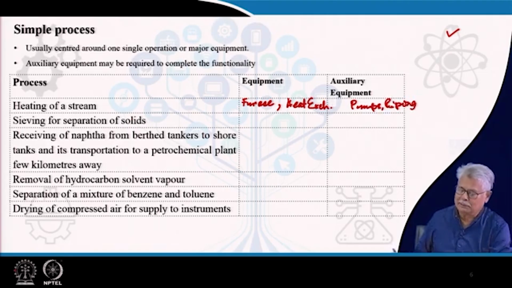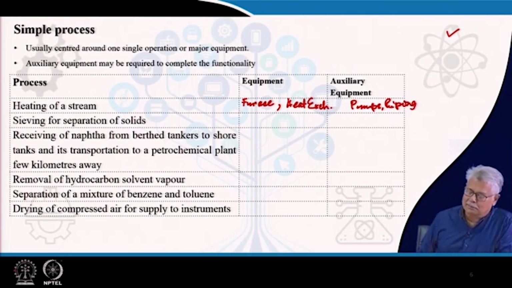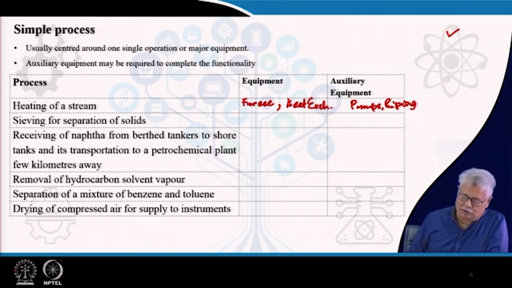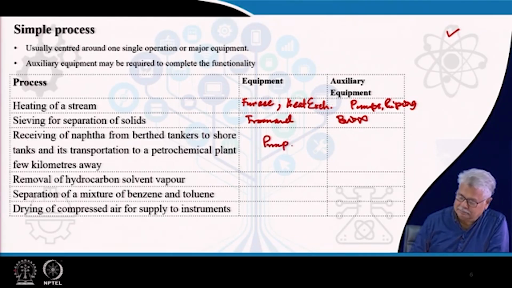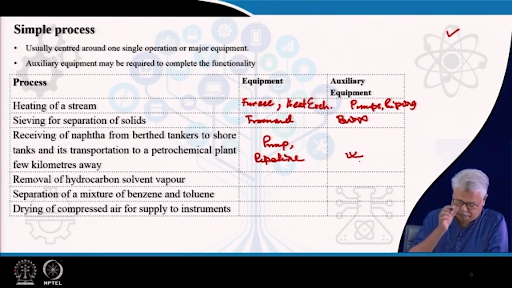So, you definitely will be appreciating at this particular point that your process will consist of equipment as well as auxiliary equipment. The sieving for the separation of solids perhaps will involve a trommel, but it will also involve certain bins for storage. Receiving of naphtha will require pump, it will involve pipeline, and it will also have a lot of instrumentation involved.